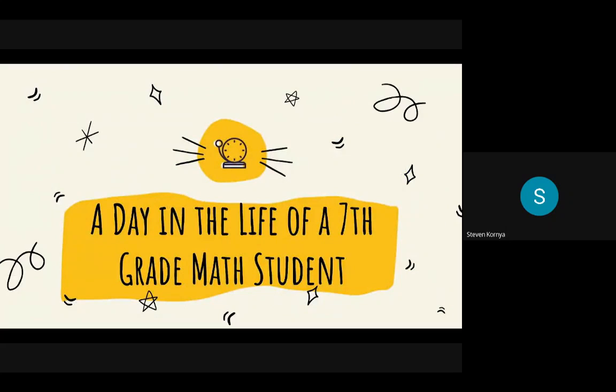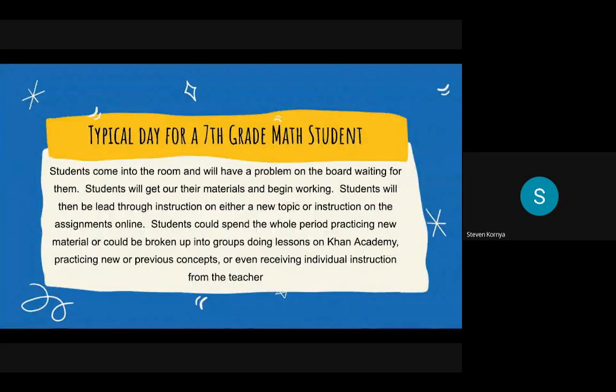So what does a day in the life of a 7th grade math student look like? On a typical day, students will come into the room and will have a problem on the board waiting for them. Students will get out their materials and begin working. They will then be led through instruction on either a new topic or instruction on the assignments online. Students could spend the whole period practicing new material, or they could be broken up into groups doing lessons on Khan Academy, practicing new or previous concepts, or even receiving individual instruction from their teacher.